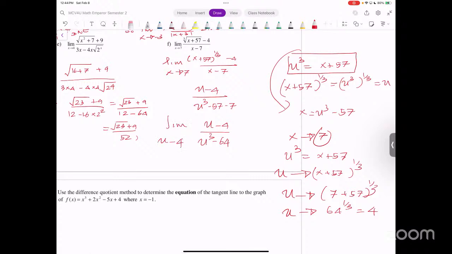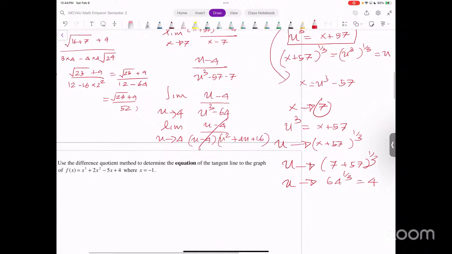Of course, direct substitution won't work, so we do the factorization. u cubed minus 64 is a difference of cubes: u minus 4 times u squared plus 4u plus 16. You can cancel that and substitute 4. So that is going to be 1 over 16 plus 16 plus 16, which is 1 over 48.